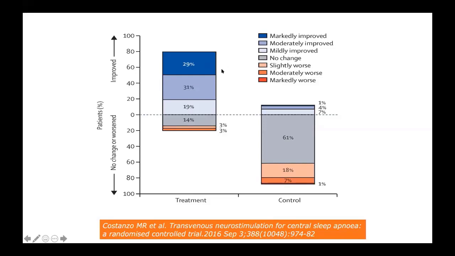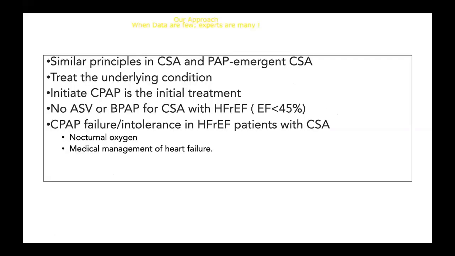So overall, however, remember, this is still an intermediate outcome. This is not a long-term outcome. So our approach, and I would like to preface this by a statement I always say when I talk about treatment of central apnea: when data are few, experts are many, and I'm one of many because none of us have definitive data. In our own approach, we use similar principles for CSA at diagnosis or PAP-emergent CSA, or treatment-emergent CSA.